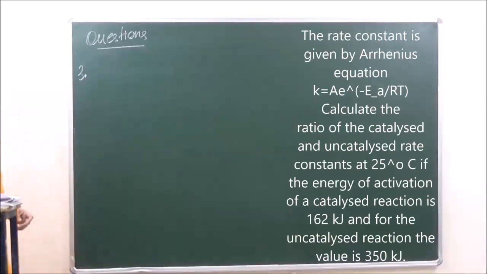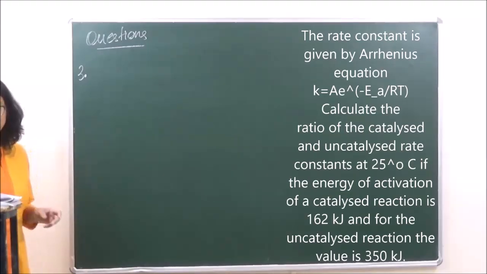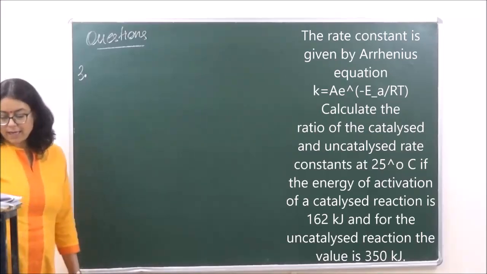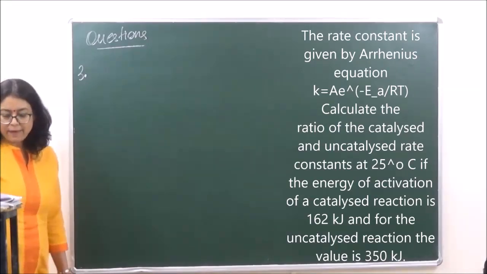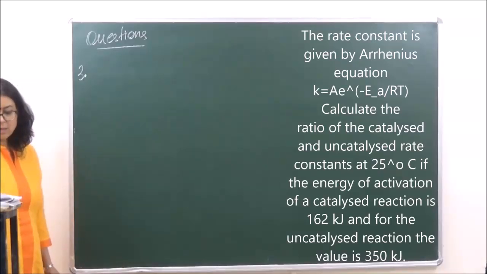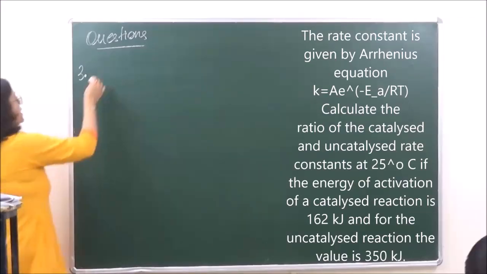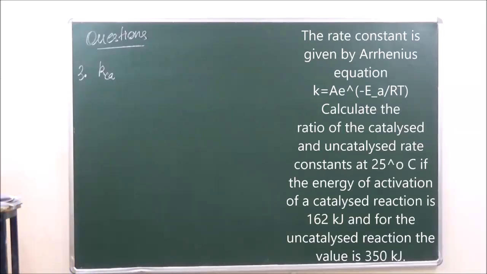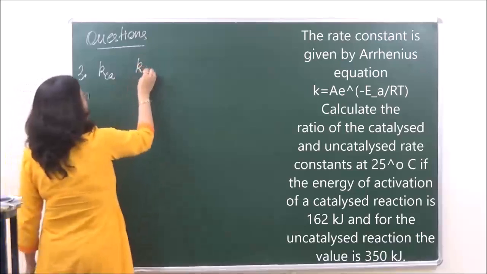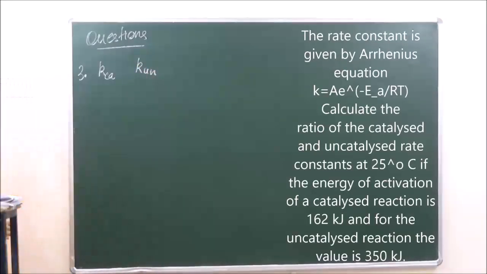Question number 3 says the rate constant is given by the Arrhenius equation k is equal to A exponential minus EA upon RT. Calculate the ratio of catalyzed and uncatalyzed rate constants at 25 degrees Celsius if the energy of activation of the catalyzed reaction is 162 and that for the uncatalyzed reaction is 350 kilojoules. Okay. So for this, let's assume that kCa is the rate constant for catalyzed, and KUN is for uncatalyzed.